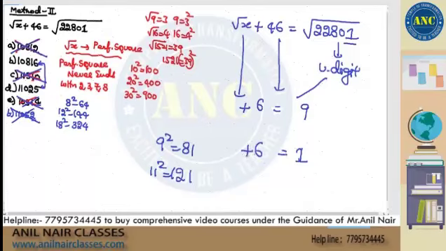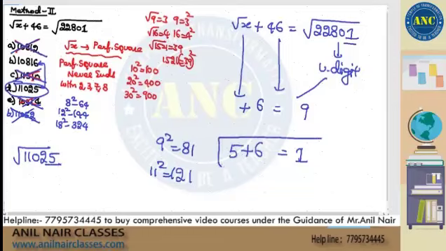6 plus something. So if I take 5, root of 11025, the unit digit is 5. So this unit digit is 5. 5 plus 6 is 11, the unit digit will be 1. So the answer is root of 11025. I hope it is clear. Right, sir? 5 plus 6 gives a unit digit of 1.